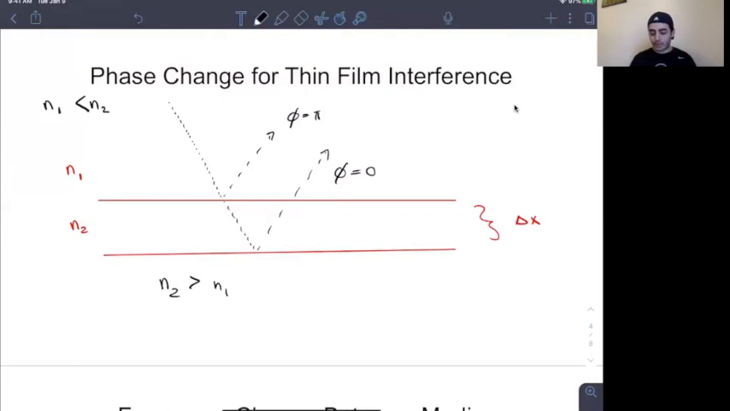You kind of just have to keep repeating this until you get it intuitively. If you're going from something that's weaker to stronger, it kind of intuitively makes sense that it'll reflect because it's stronger, but it'll reflect with a phase change. So this will give a phase change of pi. The other one will not.